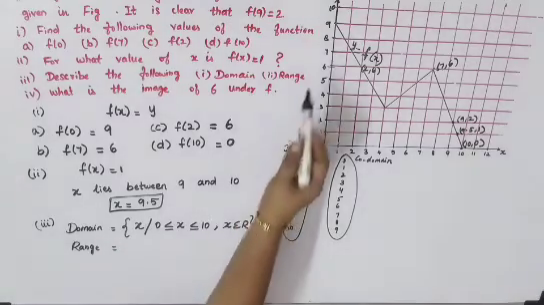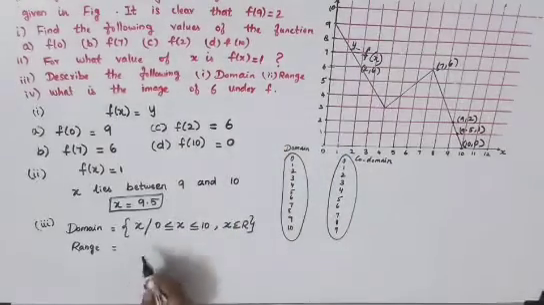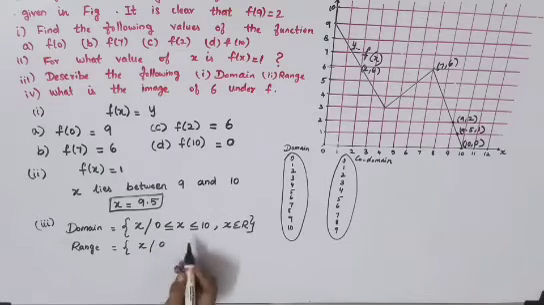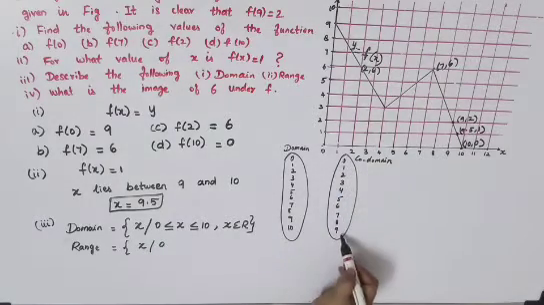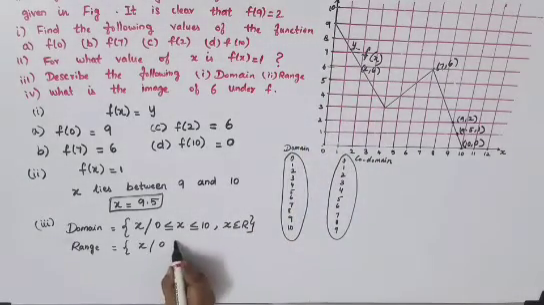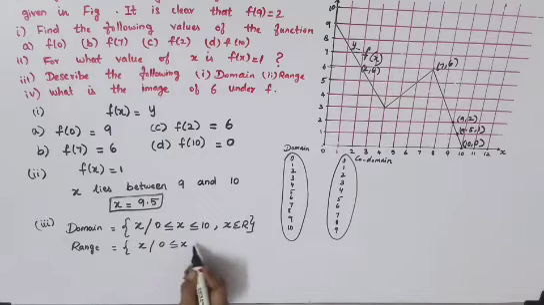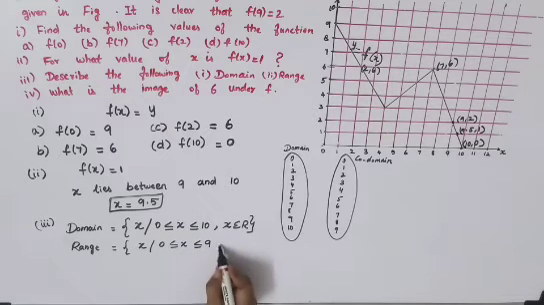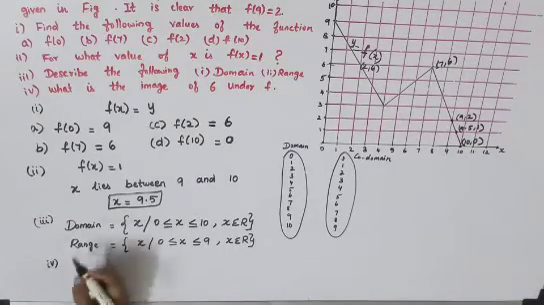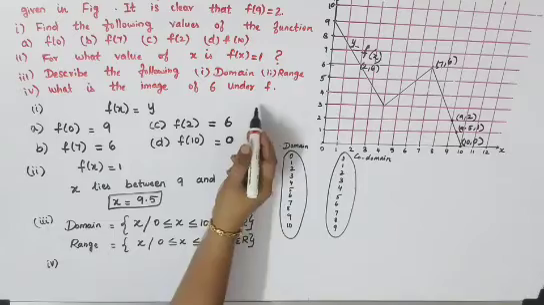Okay, so this is your domain, and your range is up to where you are getting the answer. Up to 9 you will get your answer. So again, x such that 0 up to 9. Okay, so 0 to 9 only it is mapping. Up to 9 only in your y-axis mapping is there. So 0 less than or equal to x less than or equal to 9, and your x belongs to real numbers.